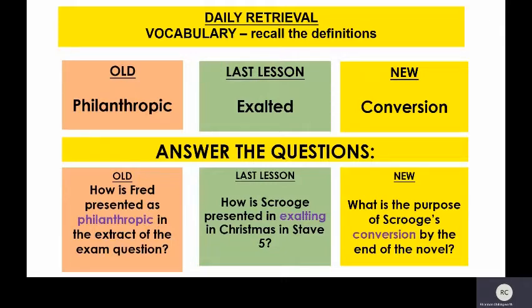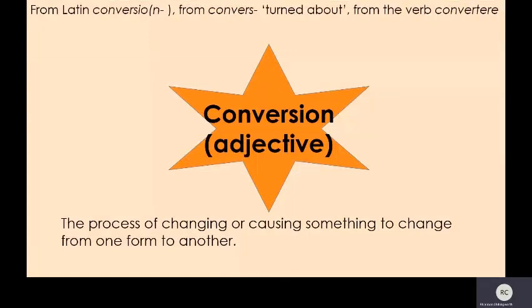And our new word is conversion. Now, conversion means the process of changing or causing something to change from one form to another. So we know that this is a book about Scrooge's journey to redemption from dark to light. And so by stave 5, we see a conversion, a change from dark and misanthropic to light and philanthropic. All those past sins, for example, avarice or greed, have been cast aside for benevolence or generosity.